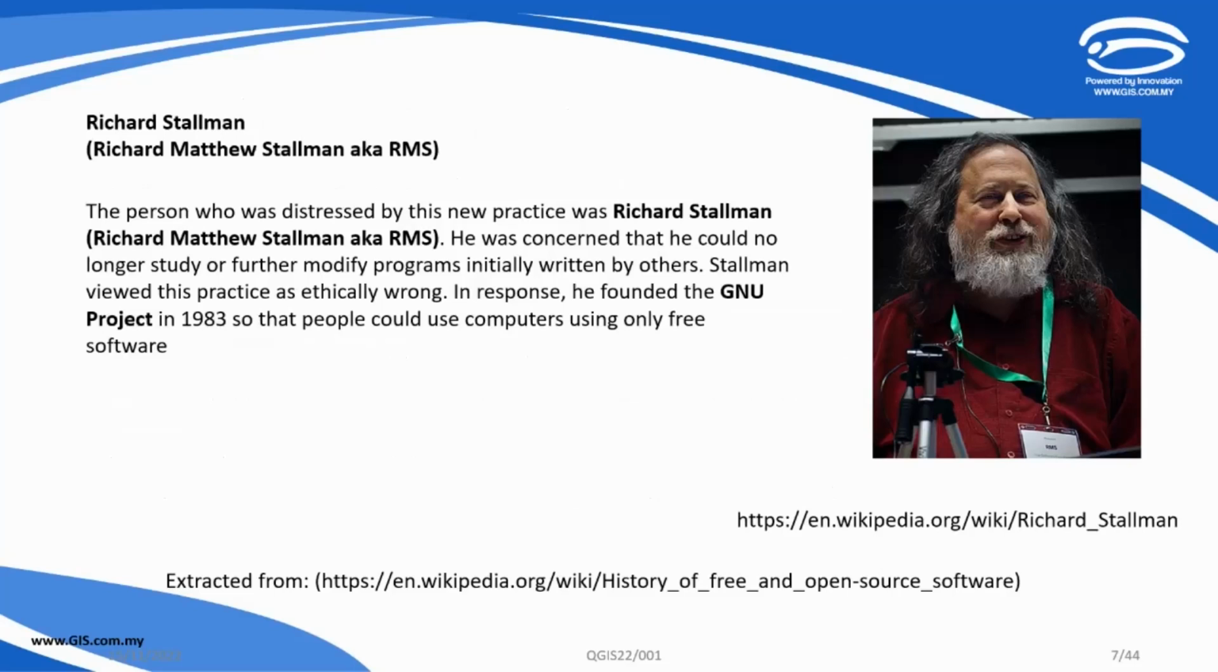This guy, Richard Stallman, is the guy behind open source. He's the spark for open source. He was so fed up that he couldn't do any more work because he had to pay for licensing, that he decided to create something. His name is Richard Matthew Stallman, aka RMS. They call him RMS. He was concerned that he could no longer study or further modify programs, so he founded the GNU project.